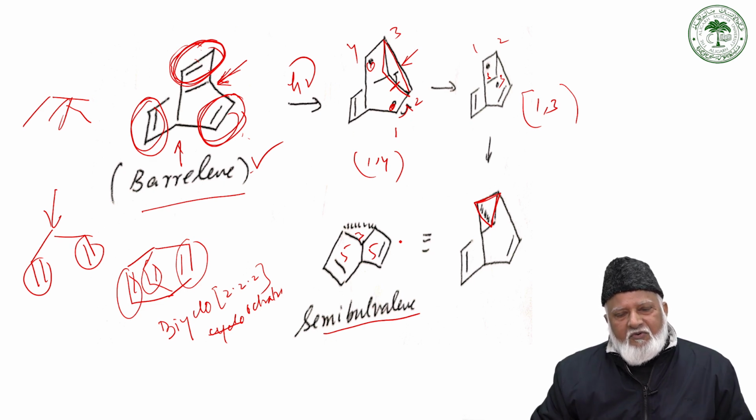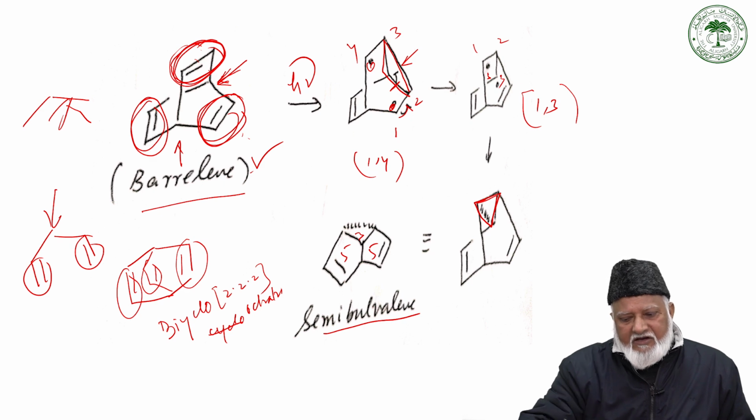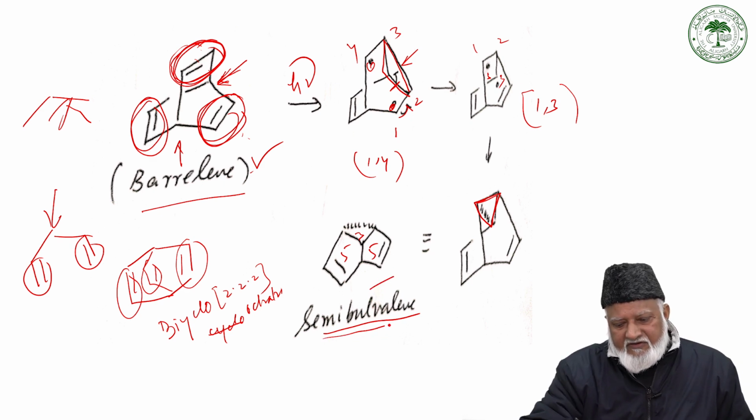If one double bond is a part of the six-membered ring, we end up with a bicyclic system, and if the starting material is already a bicyclic, we end up with a tricyclic system. The common name for this is semibullvalene.